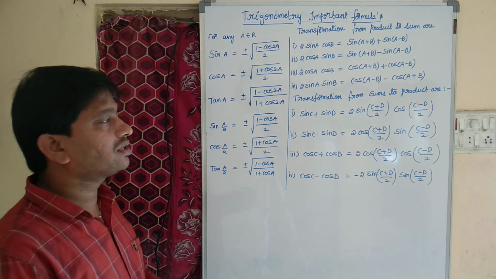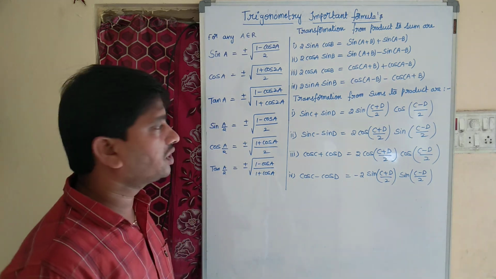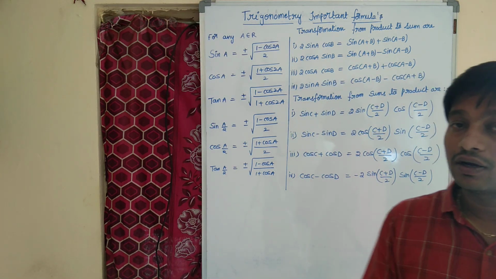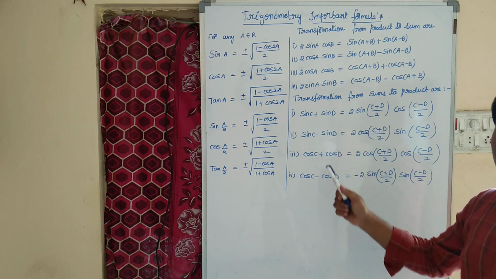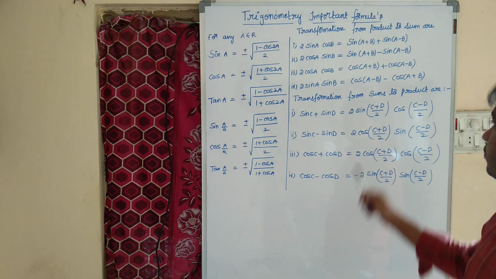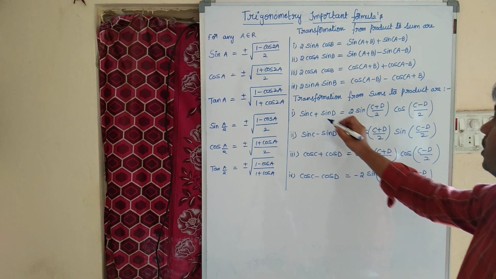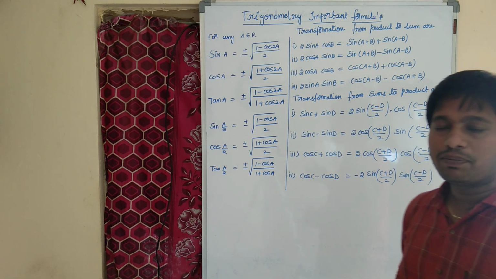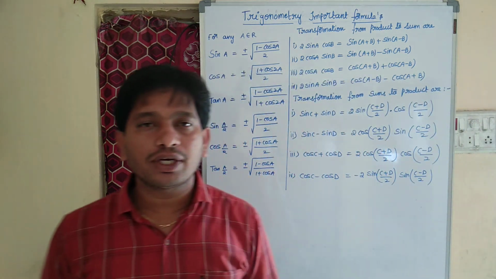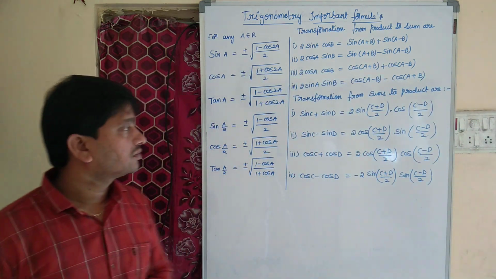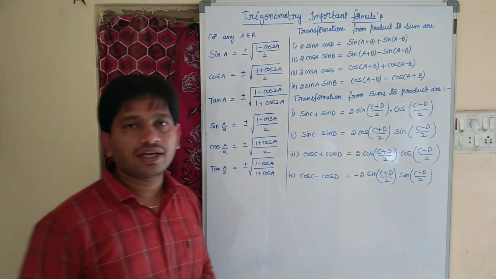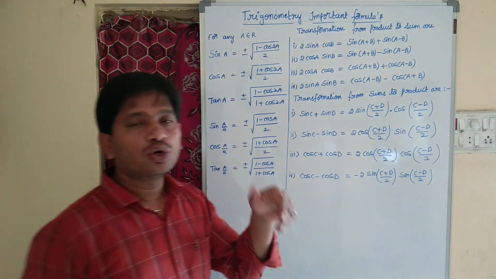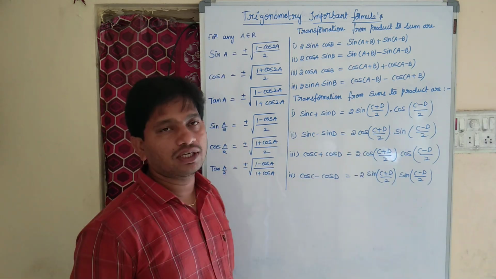Now, transformation from sum to product. These formulas are most important formulas, children. Coming to sin C plus sin D. Sin C plus sin D equal to 2 sin of (C plus D) by 2 into cos of (C minus D) by 2. Here we have a sum, and we are converting into a product. And then sin C minus sin D equal to, here instead of sin we have to write cos, instead of cos we have to write sin: 2 cos of (C plus D) by 2 sin of (C minus D) by 2.